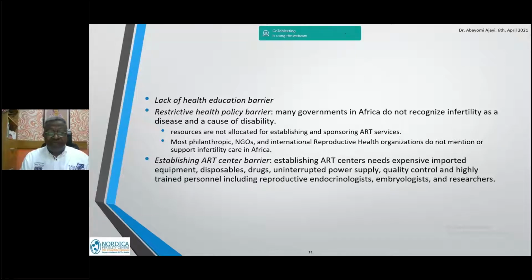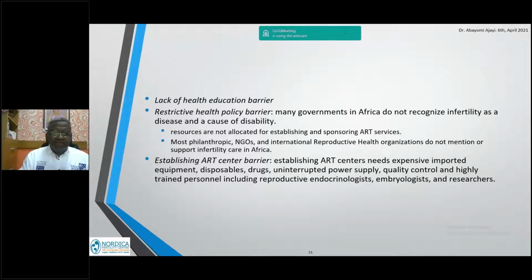The restrictive health policy barrier also, many governments in Africa do not recognize infertility as a disease and a cause of disability. So resources are usually not allocated for establishing and sponsoring ART services. And many governments in Africa depend on philanthropic non-governmentals, but who don't touch or support infertility care in Africa, because many people believe that the African continent is overpopulated, but which is not. We know that is not totally true.